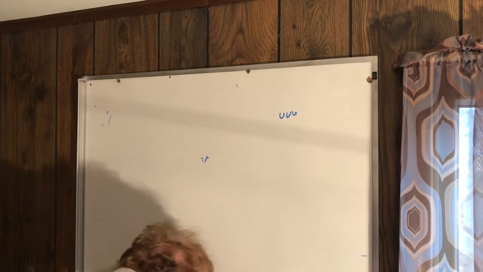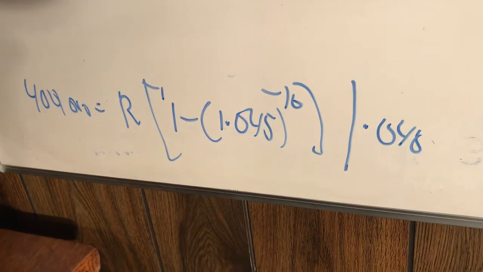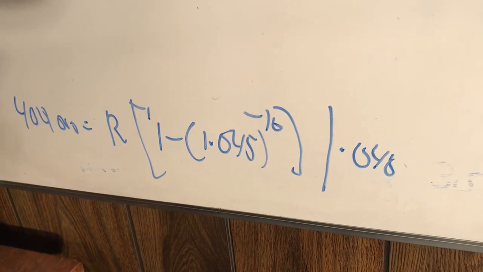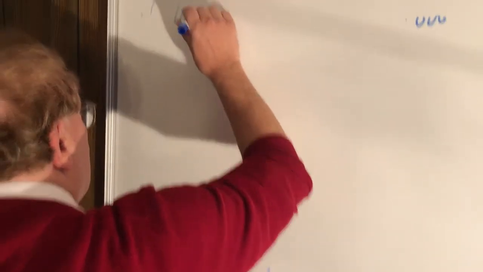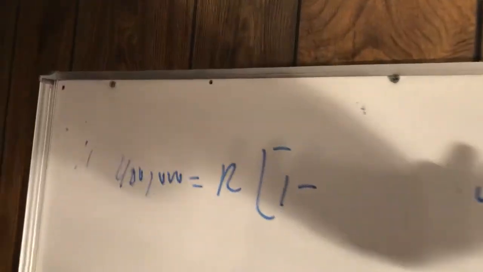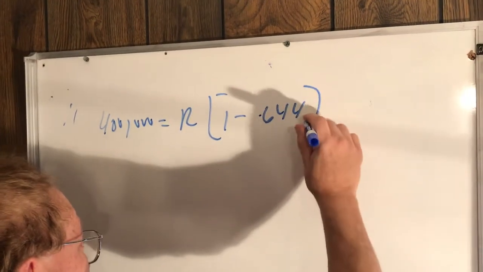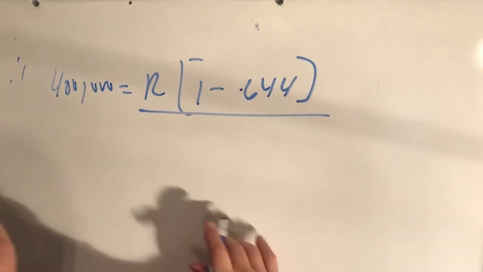All right, let's see what we get here. We take 1.045 to... I just decided to do this now, so I'm sorry. Raised to the minus 10. That's 0.643. So 400,000 times 1 minus 0.644, actually, divided by 0.045.